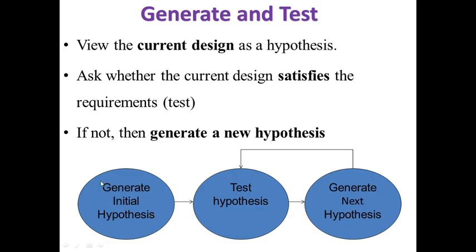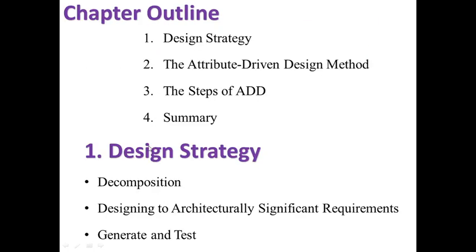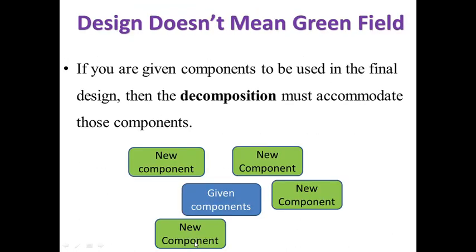The second topic is generate and test. So what are we studying now? This is the topic we are studying: design strategy. Decomposition we finished, designing to architecturally significant requirements we also finished. Now we are moving to the topic generate and test.